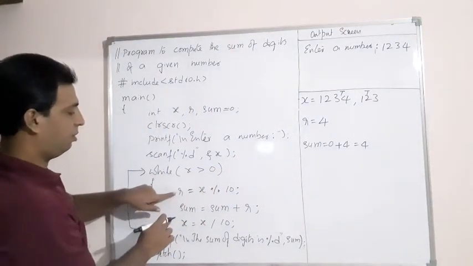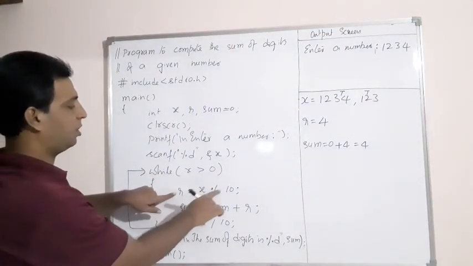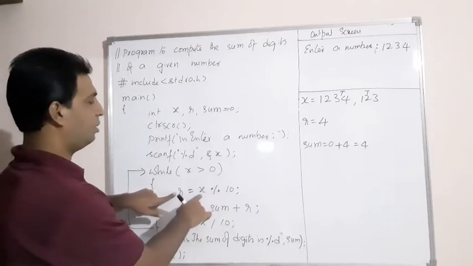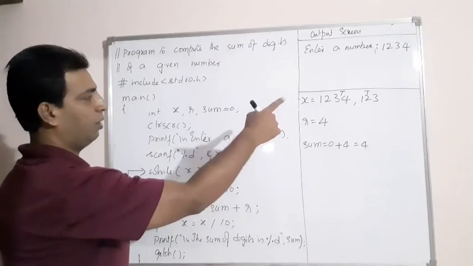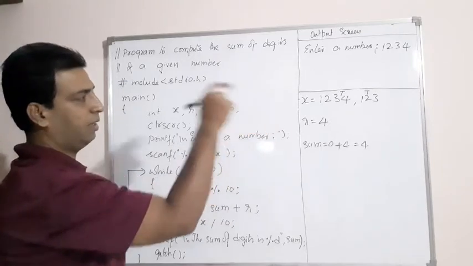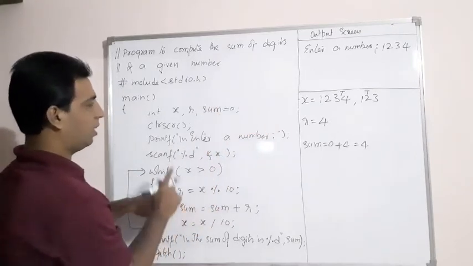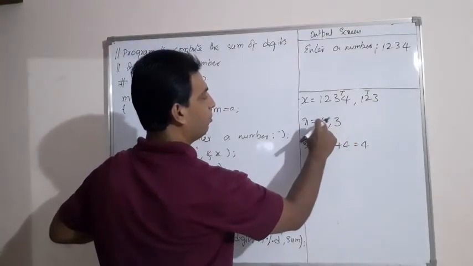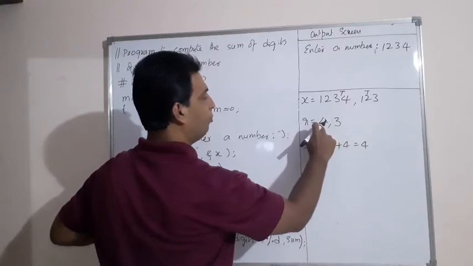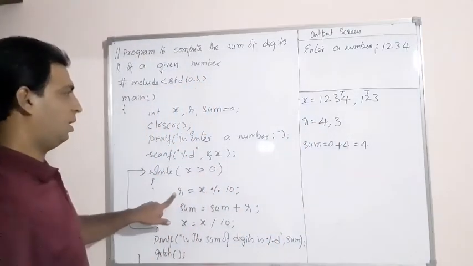And what is the first statement here? R is equal to X percentage 10. What is the X value? 1, 2, 3. Percentage 10 will give you the remainder of the division of 1, 2, 3 by 10, which is 3. Right? So that will be stored in R. The current value of R is 3, which will overwrite the previous value 4. Okay, so that is the R value.